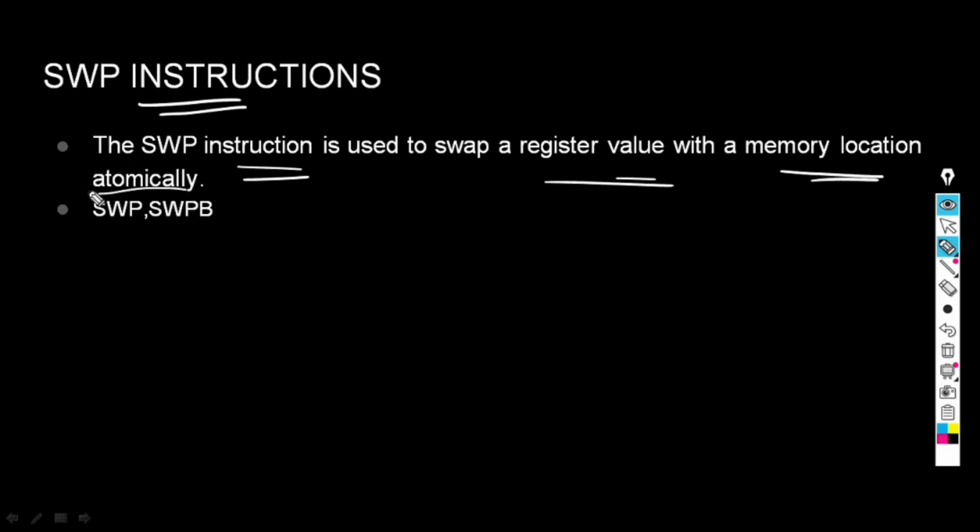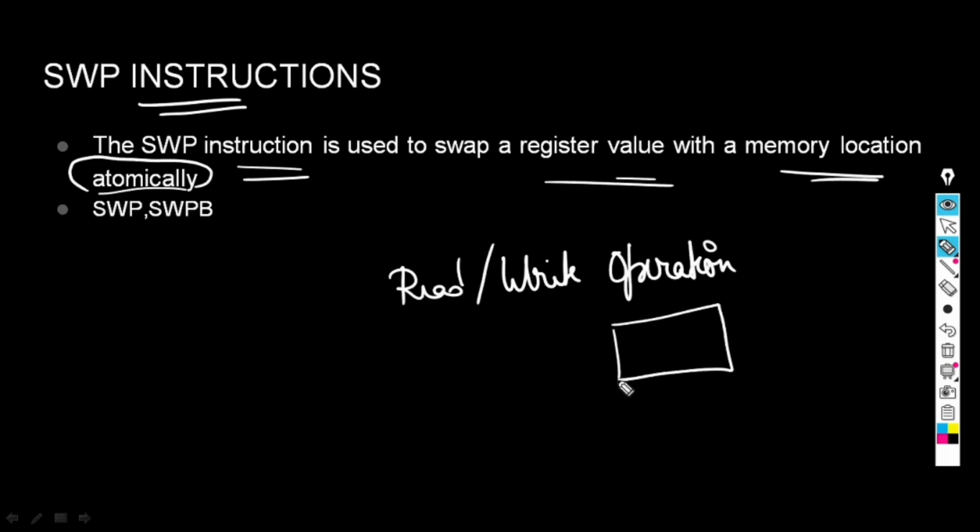So what do we mean by atomically? That means when any read or write operation happens on a particular memory location due to this instruction, that memory location gets locked. It cannot be accessed until the swap instruction is over. Once this operation is complete, any other instruction can access that specific memory location.